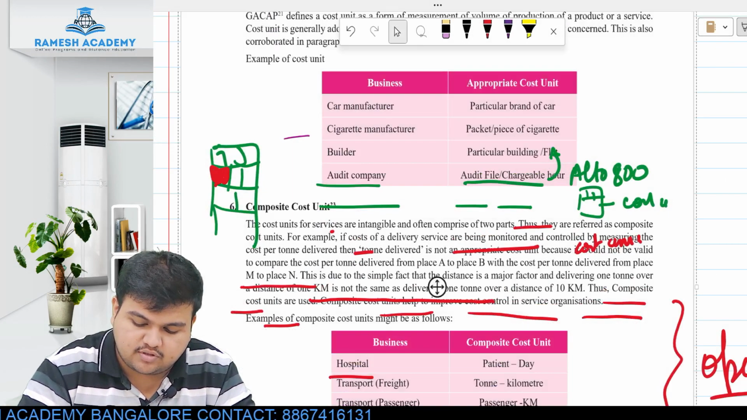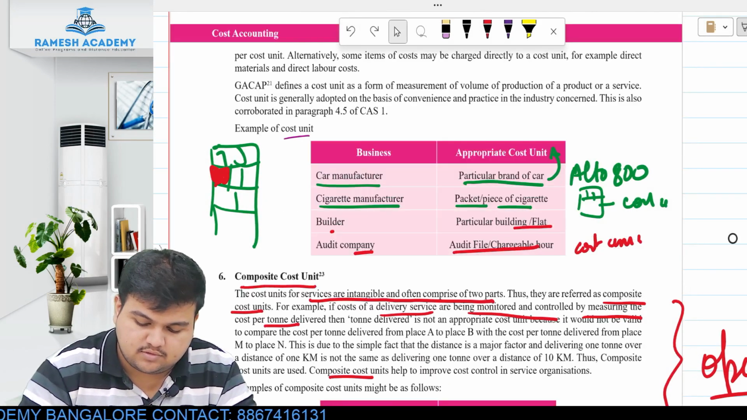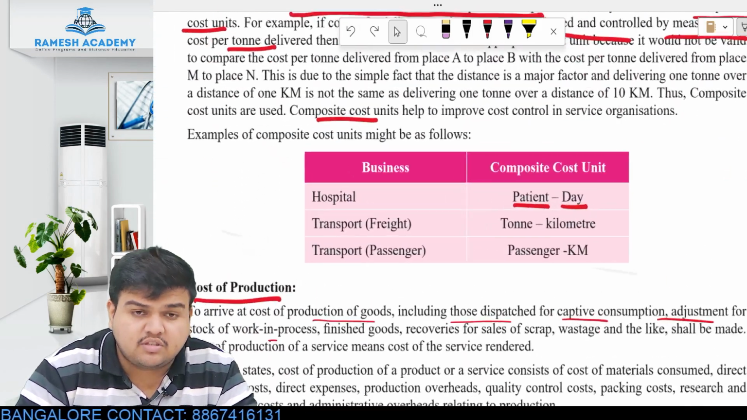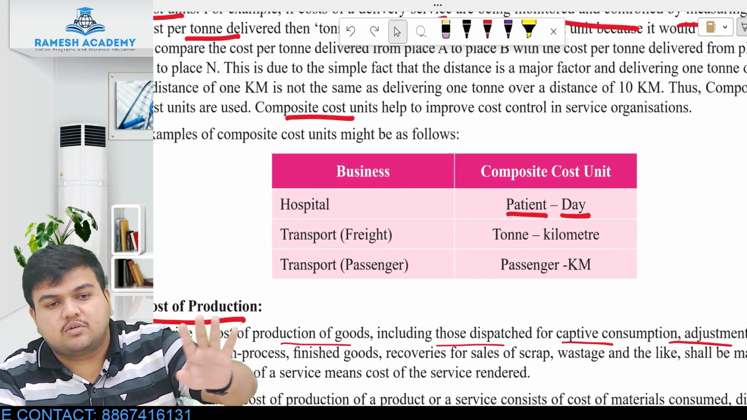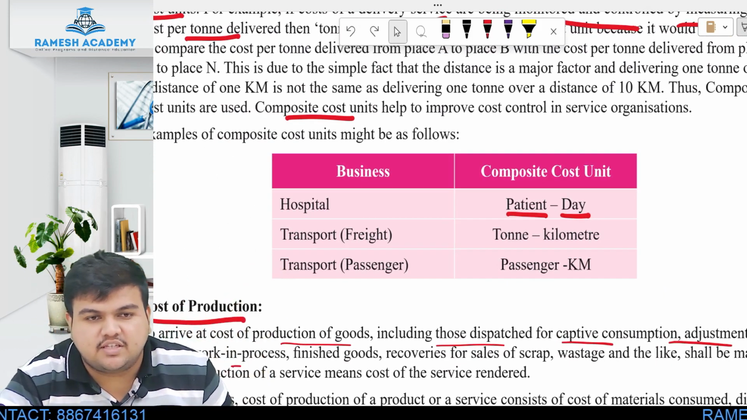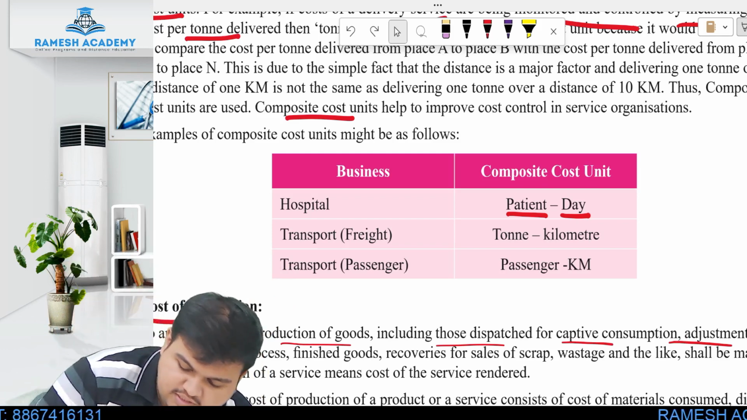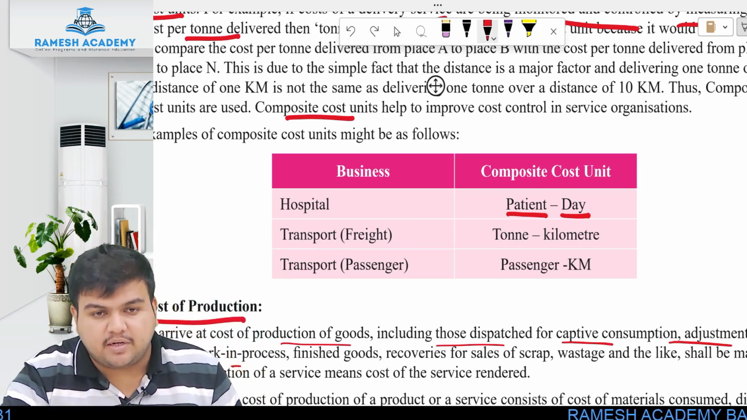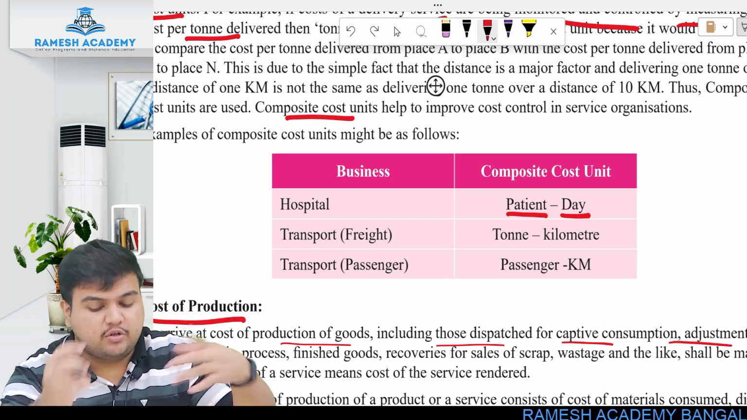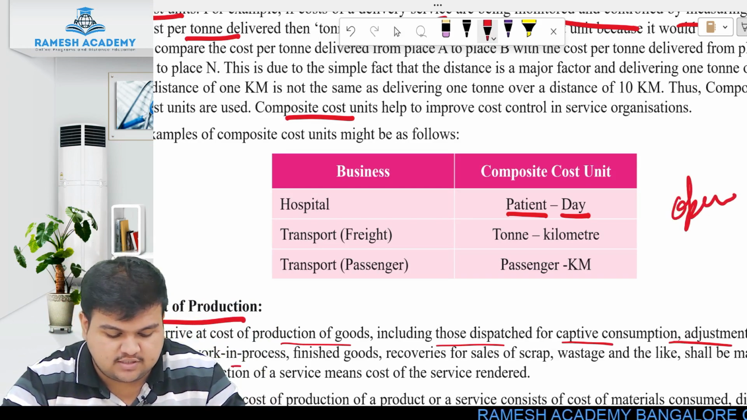Okay, when you come to the service industry, you can't measure the cost per unit. How many units of patients coming to the office? You will say the number of patients. No, you have a separate accounting system for that: patient per day, ton per kilometer for transport and flight. You'll be discussing this in the operating costing lesson.